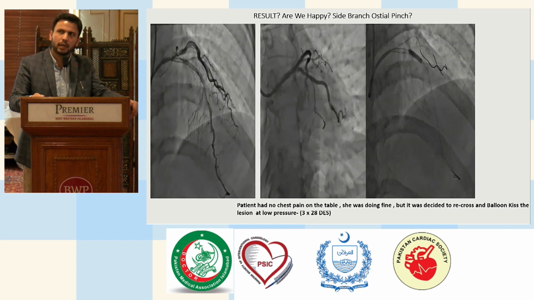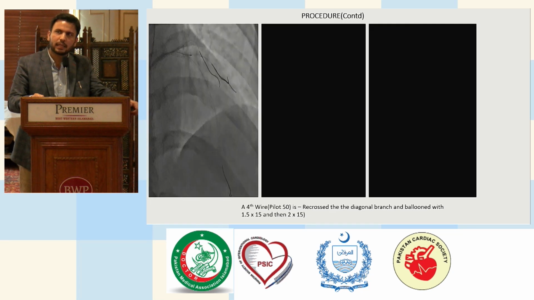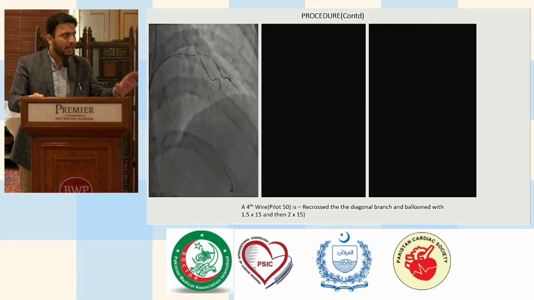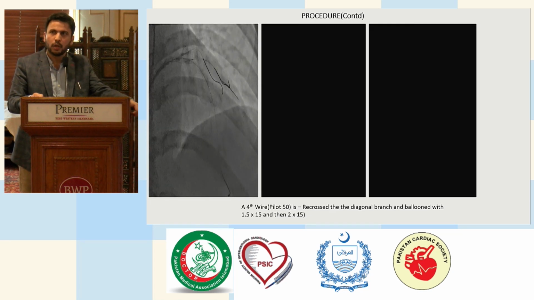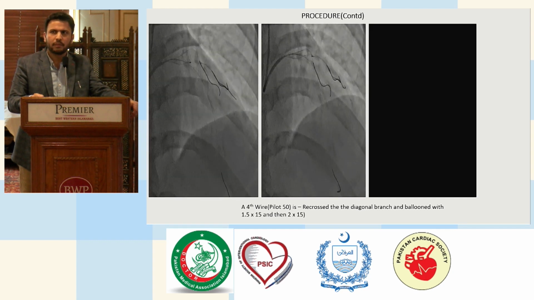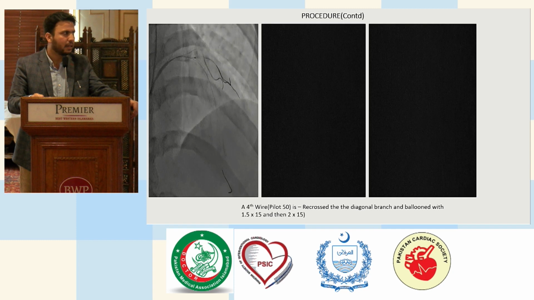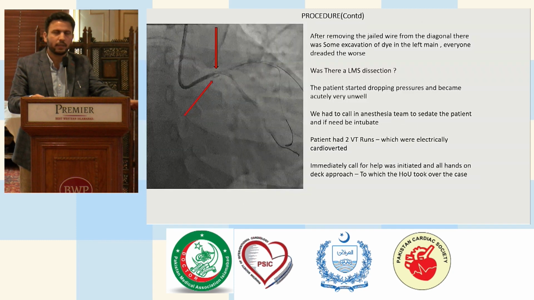While this is going on, we realize that we have that diagonal that we so wanted to go provisional with. There is some pinching of that diagonal ostium. So a Pilot 50 wire is taken, the diagonal is recrossed, and we try to open the struts of that side ostium. While this is going on, after removing the jailed wires, we see that there is some staining on the left main.